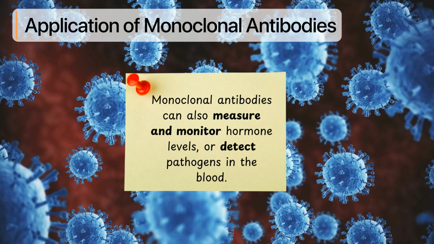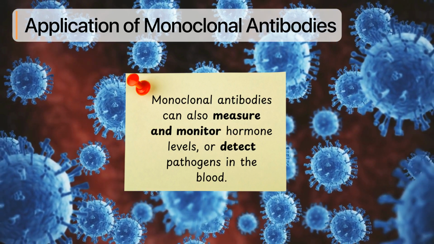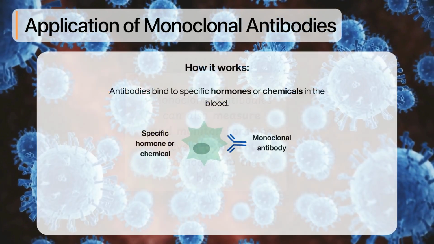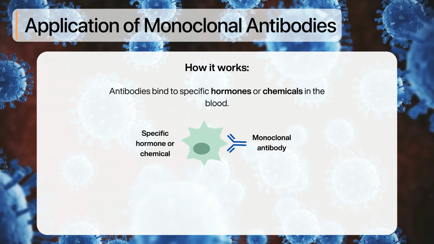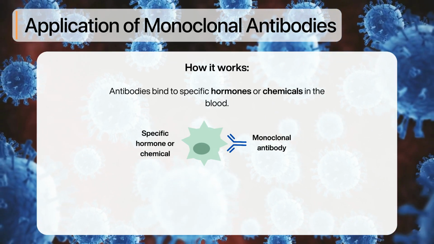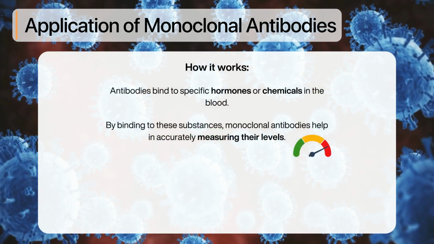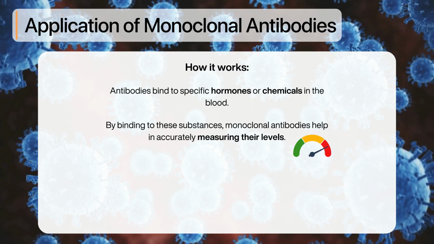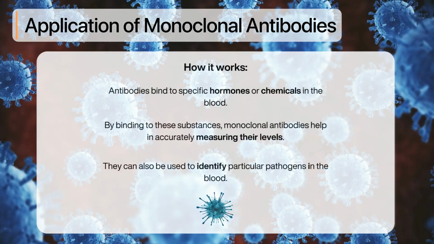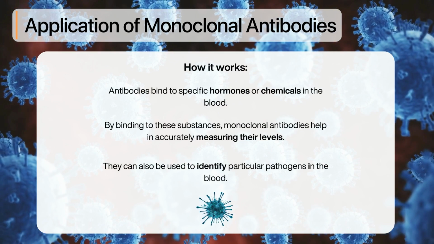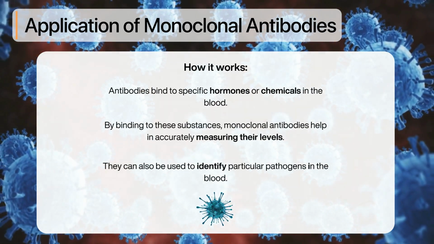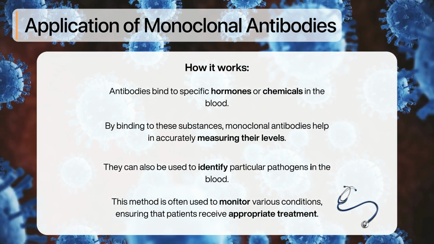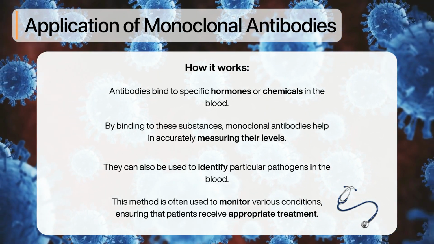Monoclonal antibodies can also measure and monitor hormone levels or be used to detect pathogens in the blood. Specifically, monoclonal antibodies bind to certain hormones or chemicals in the blood. By binding to these substances, monoclonal antibodies can be used to accurately measure their levels. Monoclonal antibodies can also be used to identify particular pathogens in the blood. This technique is often used to monitor various ongoing conditions and can be used to ensure that patients receive the appropriate treatment.